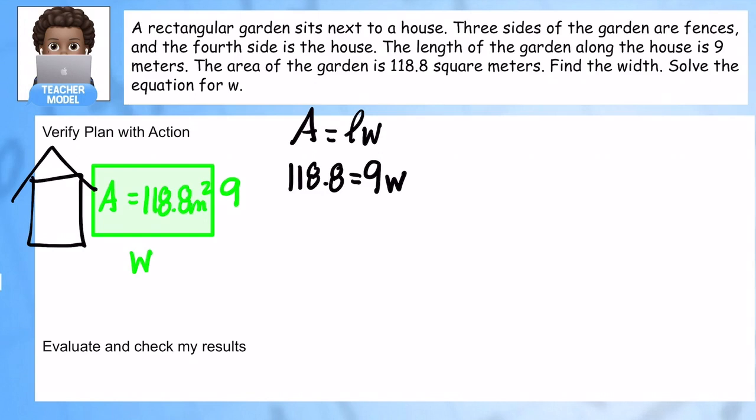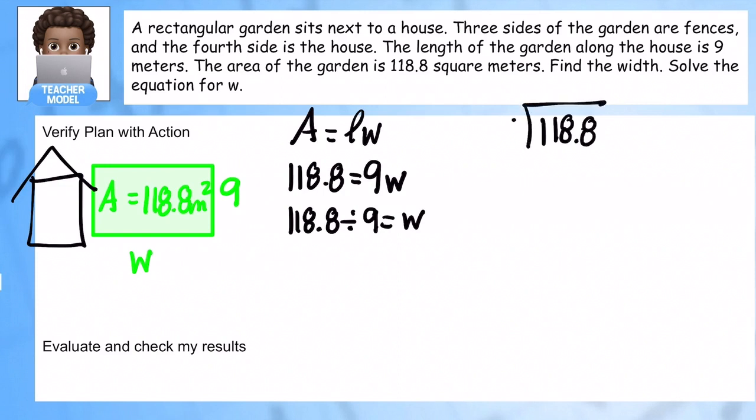So if 9 times a number makes 118.8, well, I know 118.8 divided by 9 will also give me that number. That's all we're doing. We're rewriting it so that now our unknown is at the end of the sentence, and this looks very familiar to us. Now we can figure this out. I'm not going to use my calculator. I'm actually just going to do the math.